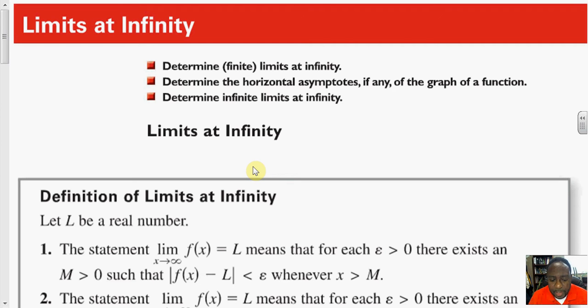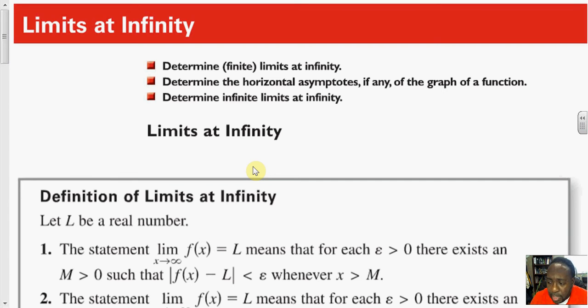Limits at infinity. What happens when you look at the limit of a function as x approaches positive infinity or as x approaches negative infinity? And then what's the behavior of the graph and the function when the limit itself is equal to infinity? Sometimes as x approaches a number, or when x approaches infinity, the limit of the function may come out to be infinity.